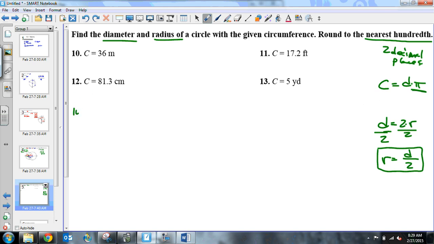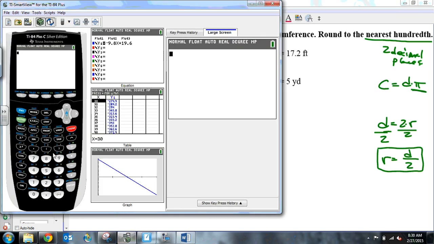So in number 10, it tells me that my circumference is 36 meters. So I'm going to take 36 meters and set that equal to the diameter times pi. Okay, now pi is a number, so I'm going to divide by that number pi. Okay, so I get that my diameter is equal to 36 divided by pi. Let's plug that into our calculator. And what we'd want to do is we want to take 36 and divide that by pi.